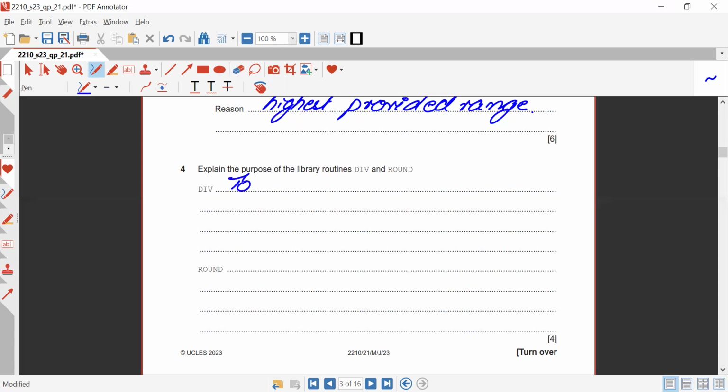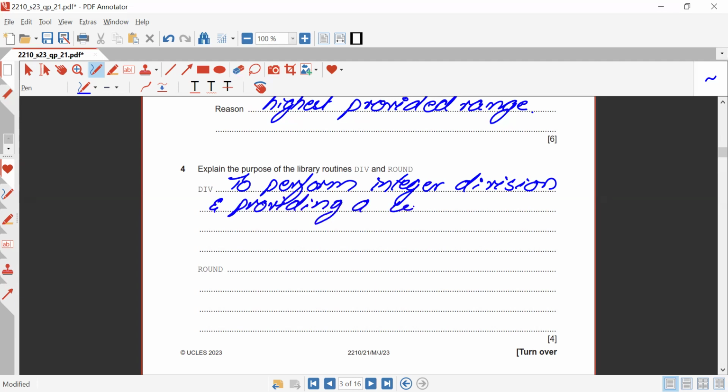So you may say: to perform integer division and providing a whole number value.